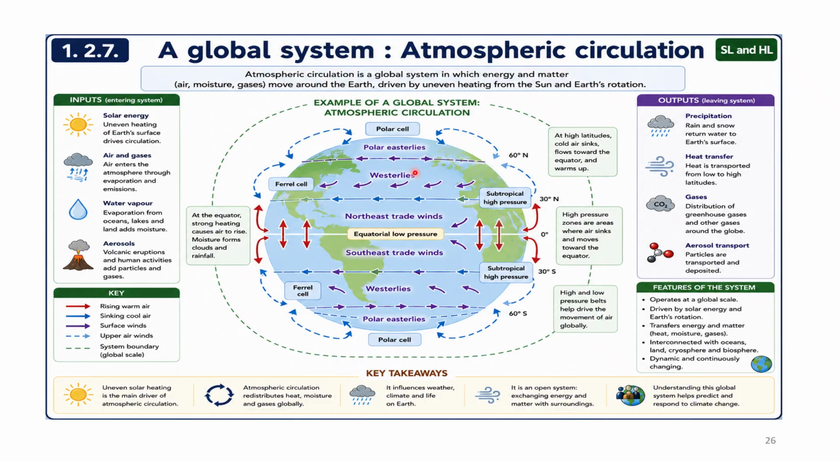The system produces important outputs, including precipitation, heat transfer from tropical to polar regions, redistribution of greenhouse gases, and transport of aerosols. For example, atmospheric circulation helps carry heat from the equator toward higher latitudes, moderating climate and influencing weather patterns such as monsoons and storm systems. This illustrates how a global system links the atmosphere, hydrosphere, biosphere, and cryosphere through continuous flows of energy and matter, regulating climate and supporting life on Earth.